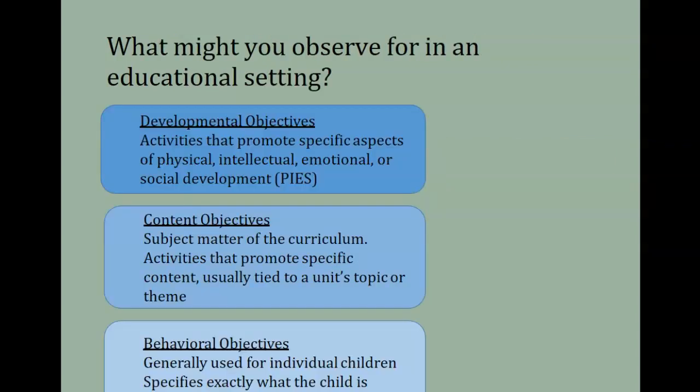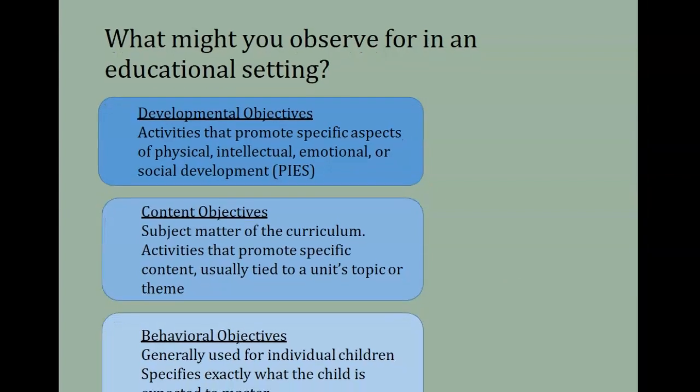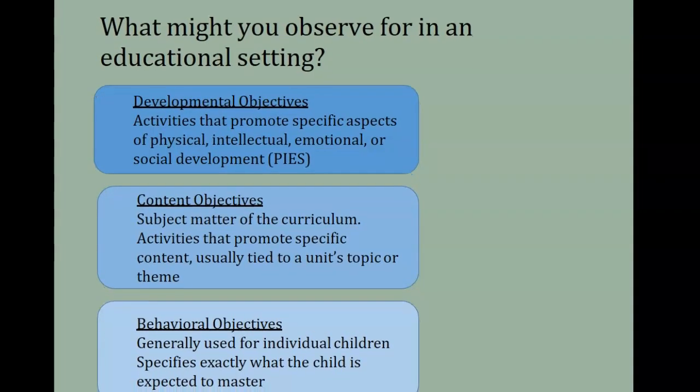All right, so what might we observe in an educational setting? Well, I'm going to move this down, sorry. We observe for developmental objectives. So activities that promote specific aspects of physical, intellectual, emotional, or social development. We're observing for development. We might observe for content objectives, and this includes subject matter, math, science, literacy, social studies, the arts, technology. We might be observing for content-specific subject matter, and activities that support or promote those specific content areas.